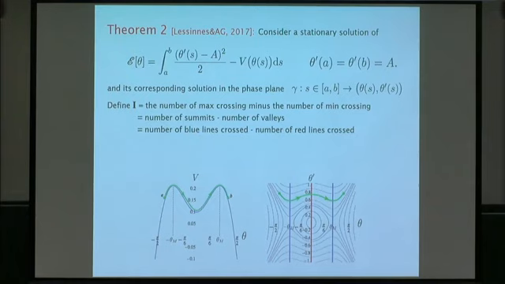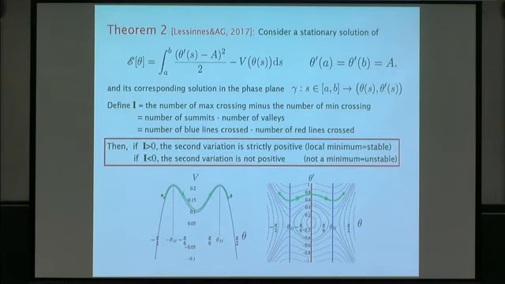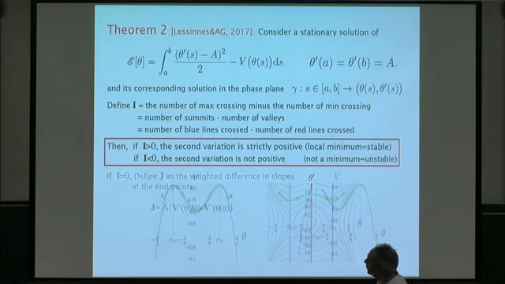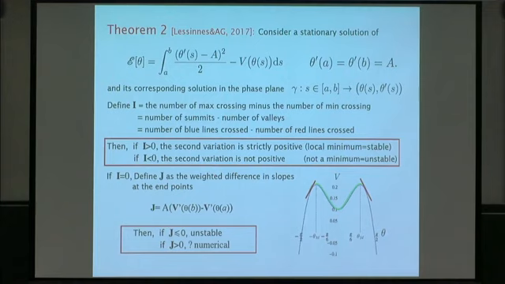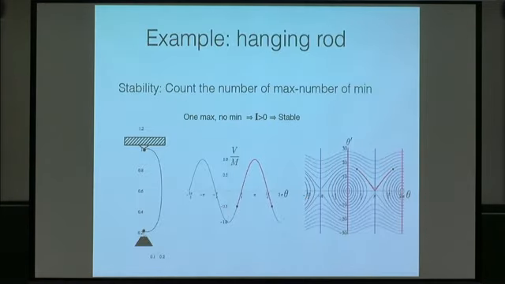Or the equivalent is, in phase space, how many times I cross this blue line minus the times I cross this red line. That defines a number I. The theorem states that if I is bigger than 0, the second variation is strictly positive. If I is less than 0, the second variation is not positive. That leaves the case I equals 0. In that case, I can define another index, which is the weighted difference in the slope. I look at the potential here, and I write J as the weighted difference between these two. And if J is negative, it's unstable. And if J is positive, I don't know. That's the last case. It's unsolved. OK, let's see how it works on my example.